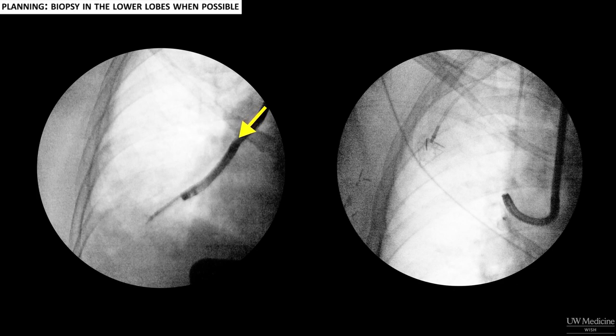Secondly, the route from the trachea to the segmental airways is straighter, so it is easier to pass the forceps through the working channel. In fact, it is sometimes impossible to biopsy in the upper lobes because you cannot push the stiff forceps around the tight bend.